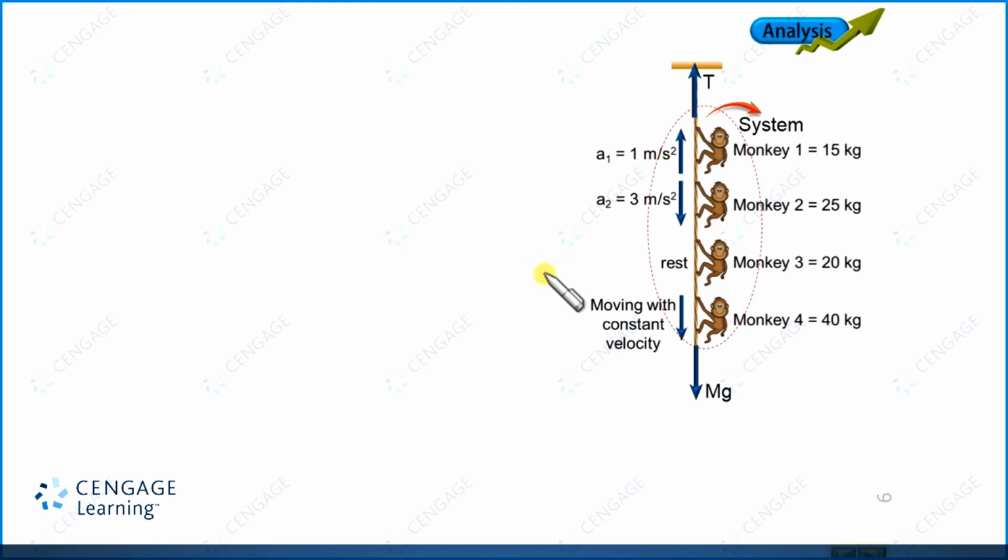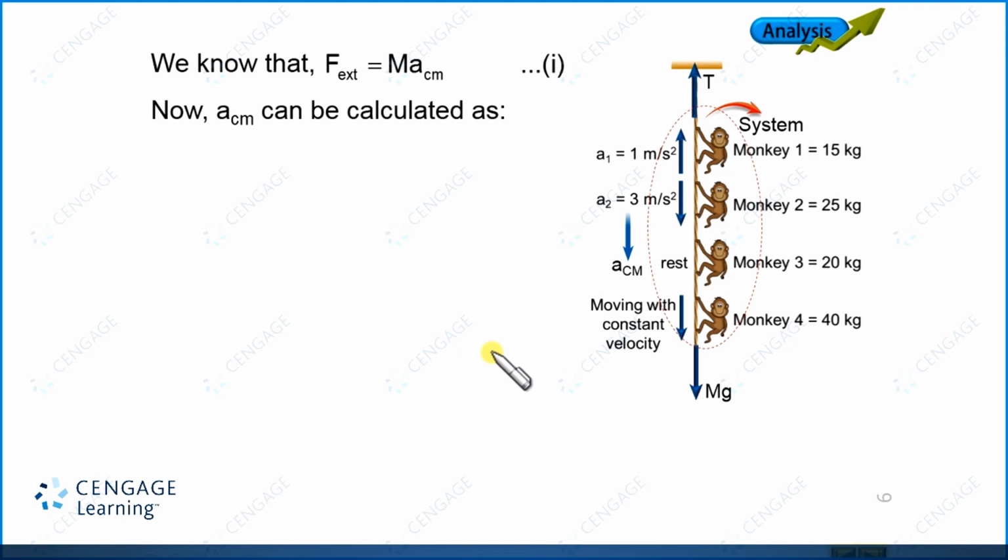And now we know Newton's second law is applicable for a system of particles. So here we can write F external equal to capital M multiplication ACM. Let us consider ACM is in downward direction. So let us write the equation for the center of mass, second law for the center of mass, right? Now let us find the ACM value. Capital M is the mass of the 4 monkeys. So ACM we can write M1A1 plus M2A2 plus M3A3 plus M4A4 divided by M1 plus M2 plus M3 plus M4, okay.